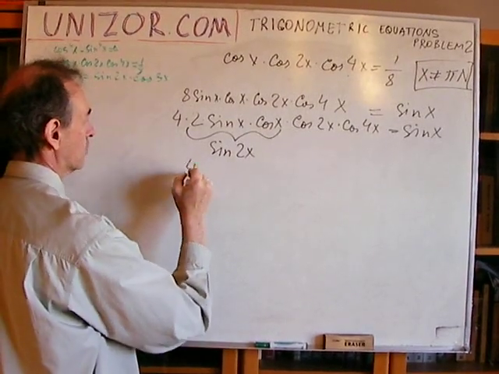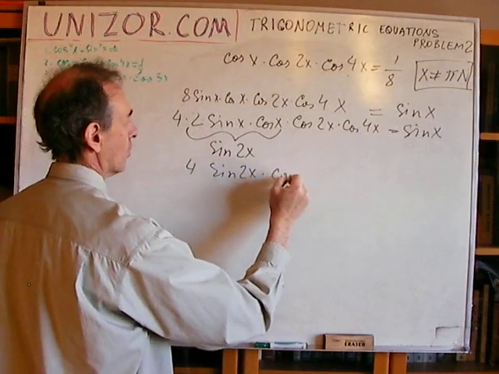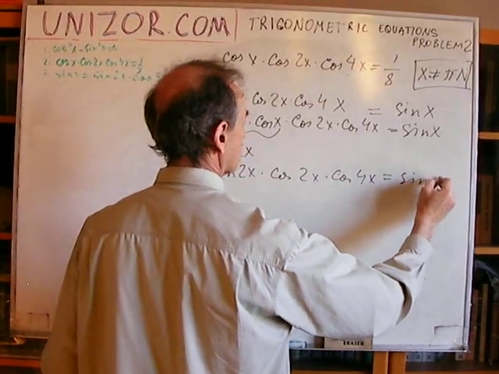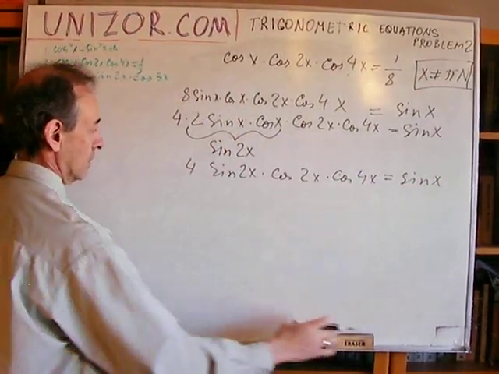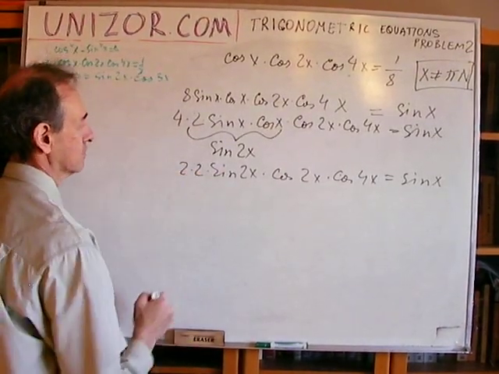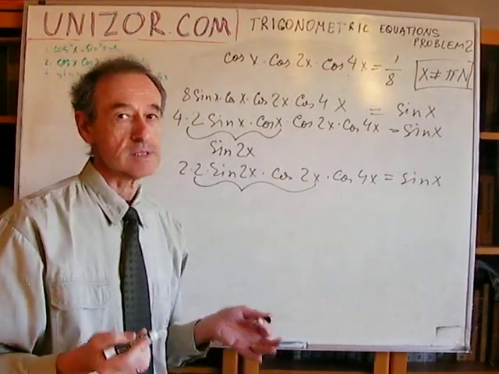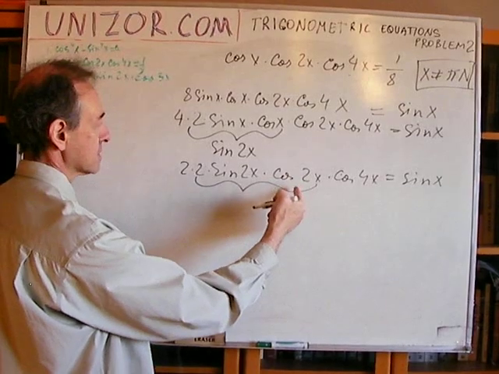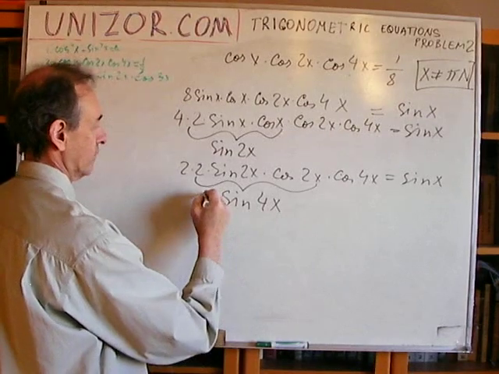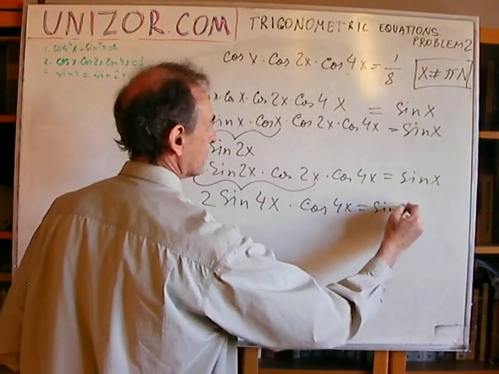Now, what's left? 4 sine 2x cosine 2x cosine 4x equals to sine x. Okay? Now, let's replace 4 with 2 by 2. Now, do you recognize this? It's exactly the same thing. It's a sine of a double angle. Double angle in this case is 4x. So this is sine of 4x. This is 2. This is cosine 4x equals to sine x.